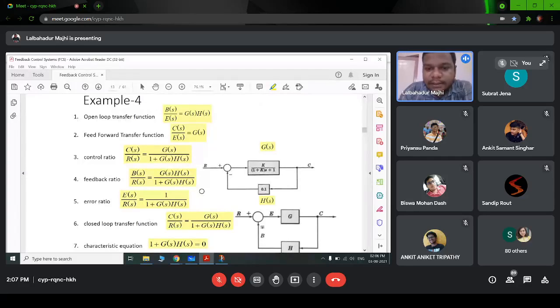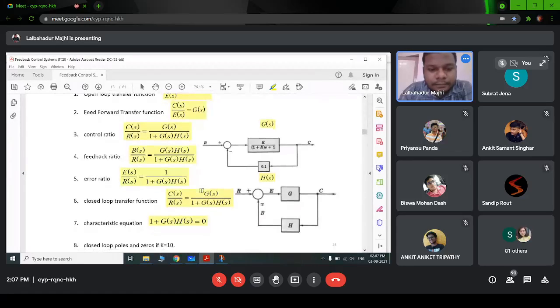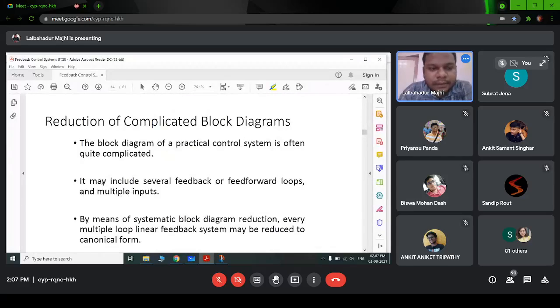So all these are the same things we have discussed. Next, this is important. Let me ask you once again, I think the basics of block diagram are clear, right? This open loop and closed loop system, the takeoff point and summing point. Because in the reduction of complicated block diagrams, we have to use those summing points, takeoff points and the signals.